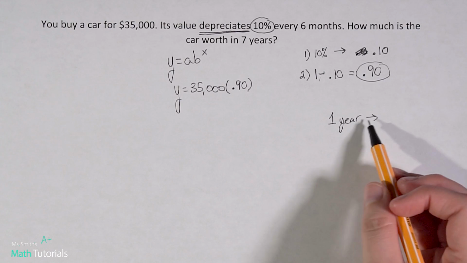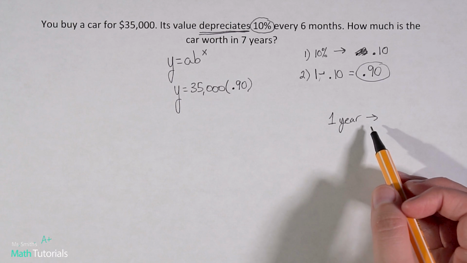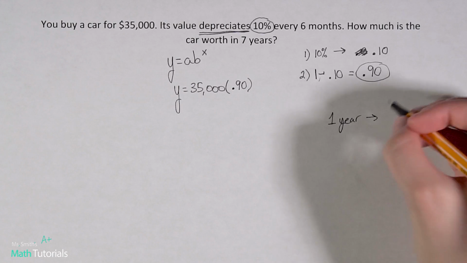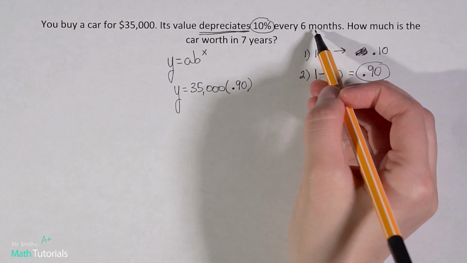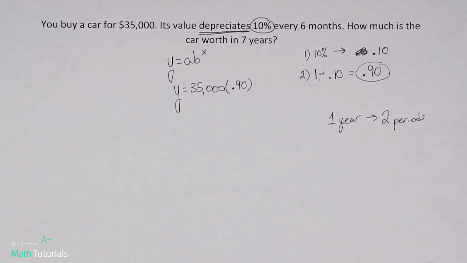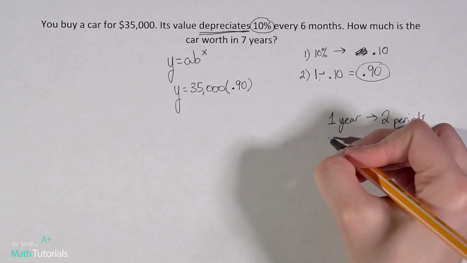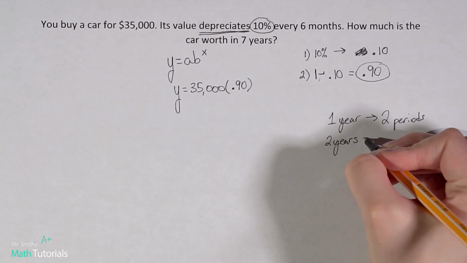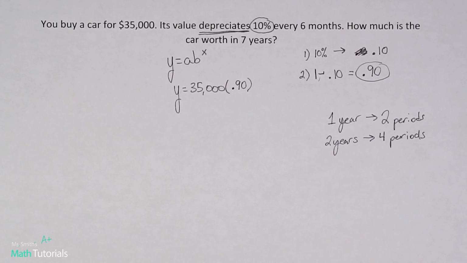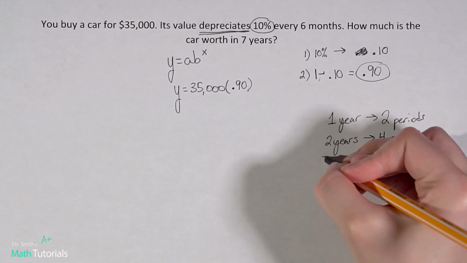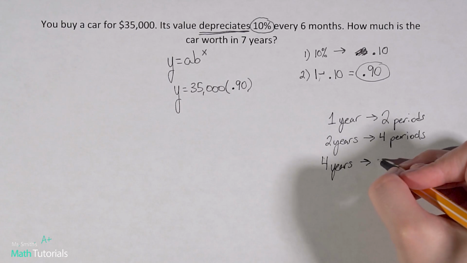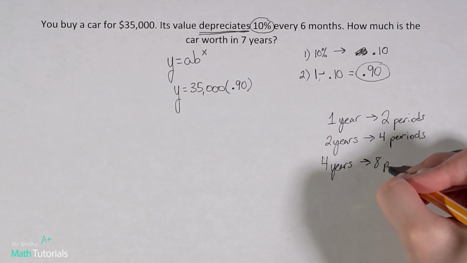Like, 1 year would be how many cycles, how many periods of this decrease of 10%? Well, it would be 2, right? Because there's 6 months in every year. So that would be 2 periods, we'll call it, of decreasing 10%. So in that case, 2 years would be how many periods? Well, that would be 4 periods. All right. What if I said 4 years? How many 6 month periods would that be? Well, that would be 8 periods.